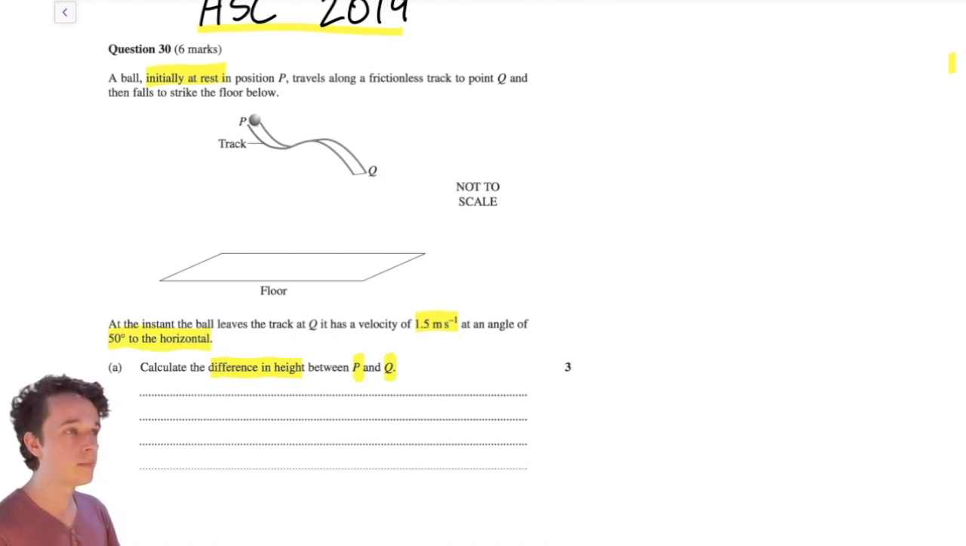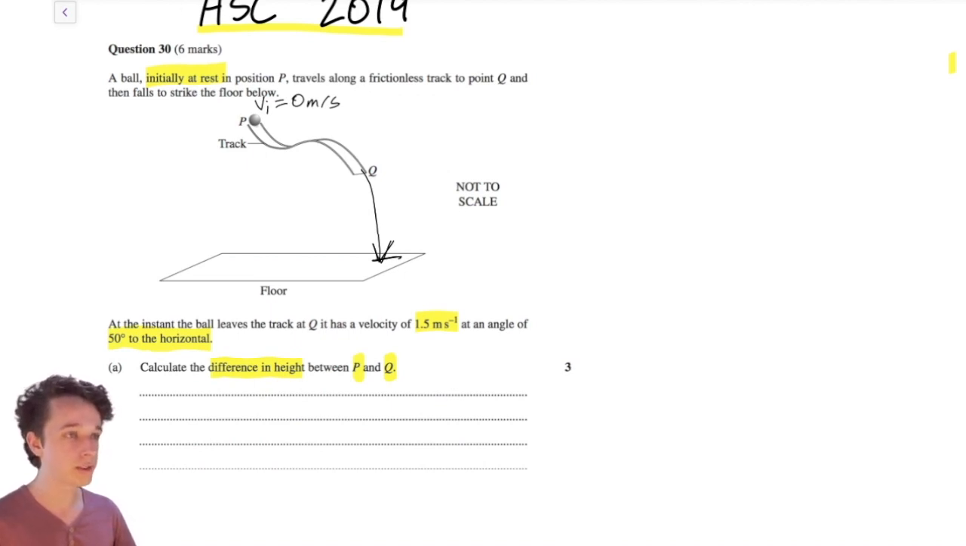All right, so a ball initially at rest in position P. So here I'll label the initial velocity as V subscript I, as 0 meters per second, travels along a frictionless track to point Q and then falls to strike the floor below. So I'll draw a little projectile path here, striking the floor. At the instant the ball leaves the track at Q, it has a velocity of 1.5 meters per second at an angle of 50 degrees to the horizontal.